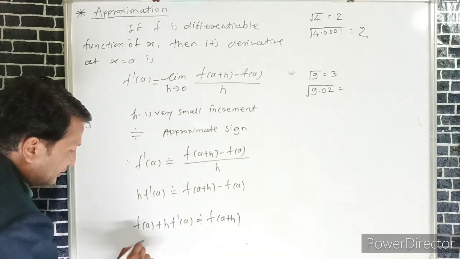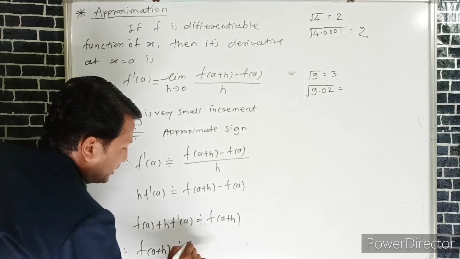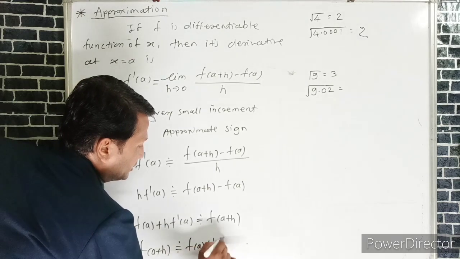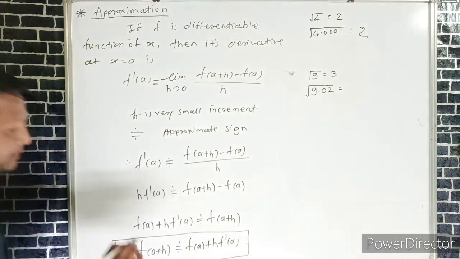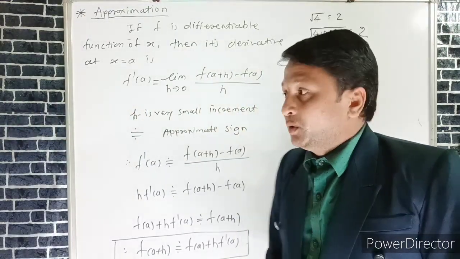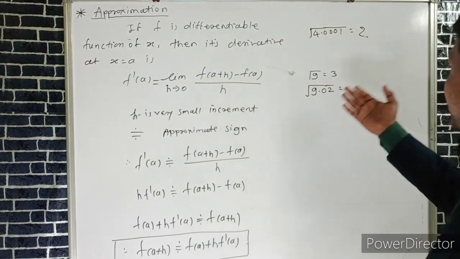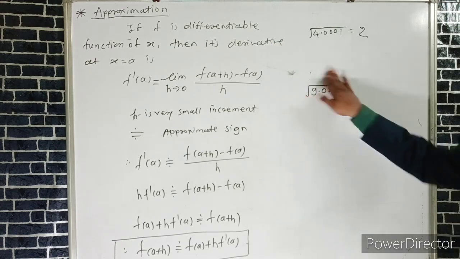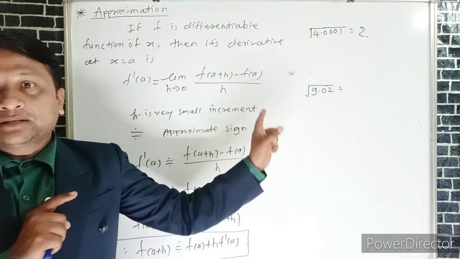Hence we can write f of a plus h is approximate to f of a plus h into f dash of a, which is the rule of approximation. This rule we can also call the rules of approximation. By using these rules of approximation, we can find the value of, for example, under root of 4.001, under root of 9.02, and many more.